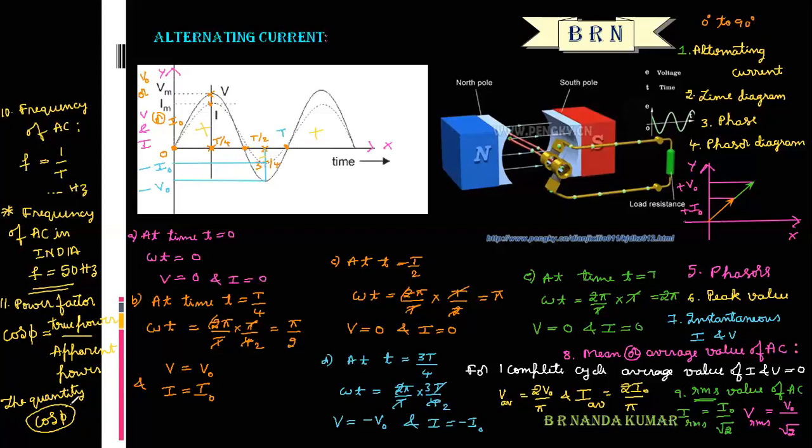What is the meaning of phi? Phi is the phase difference between current and voltage. Here the phase difference between current and voltage is zero, which means current and voltage are in phase. These are some very important terms connected with alternating current.